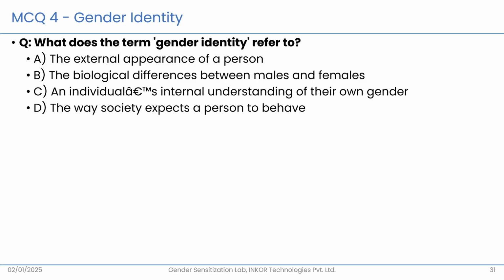Time for another question. What does the term gender identity refer to? Your options are: A. The external appearance of a person. B. The biological differences between males and females. C. An individual's internal understanding of their own gender. D. The way society expects a person to behave. Take a moment to decide.